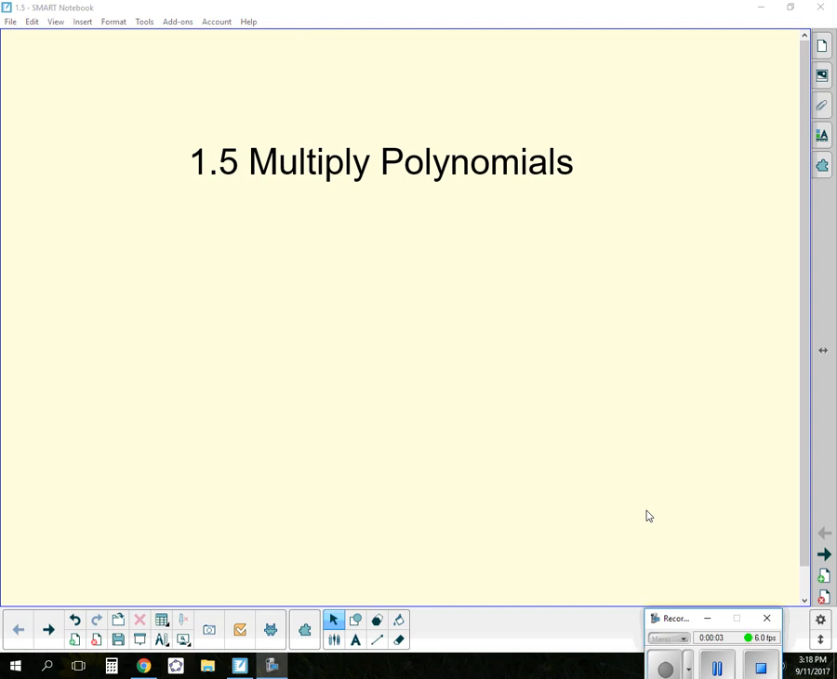Okay, we are to the last section of unit 1. We added and subtracted polynomials in the last section, and now we're going to multiply them.